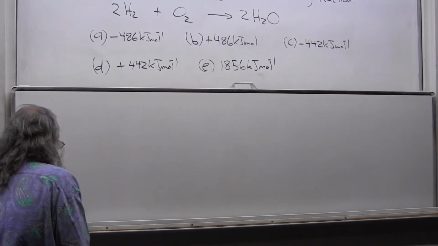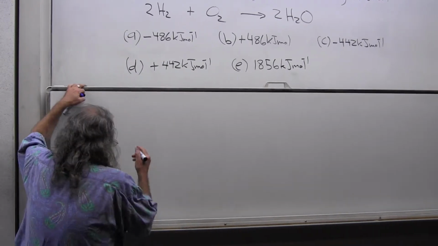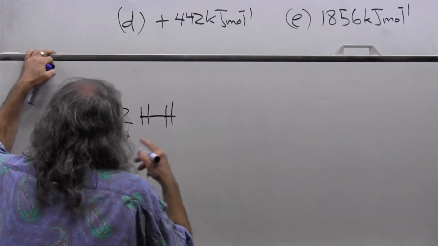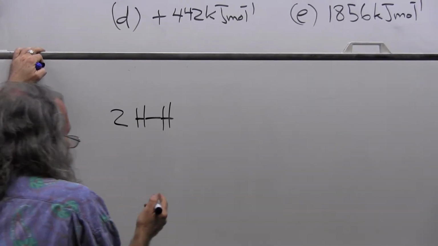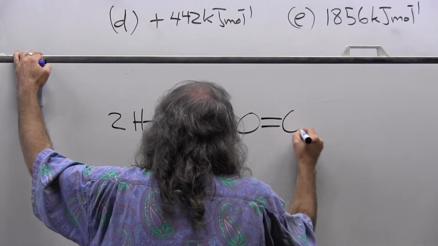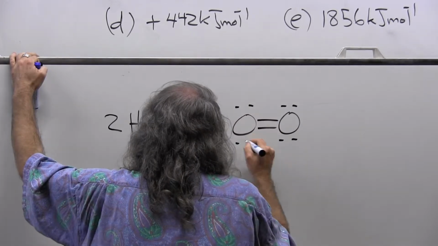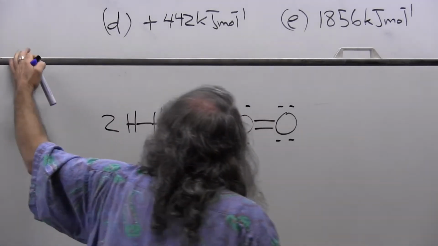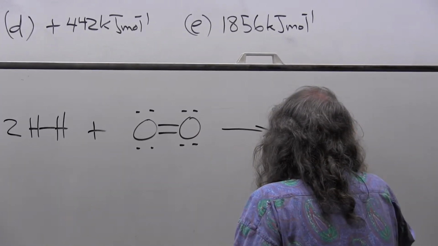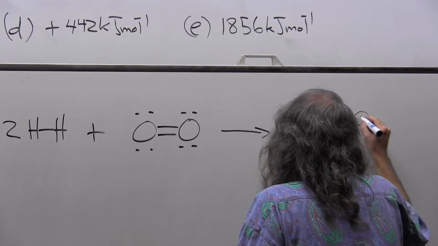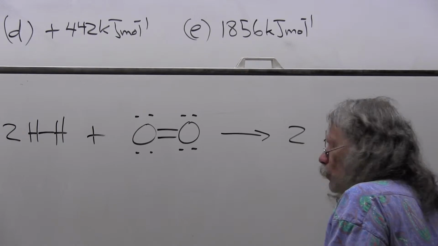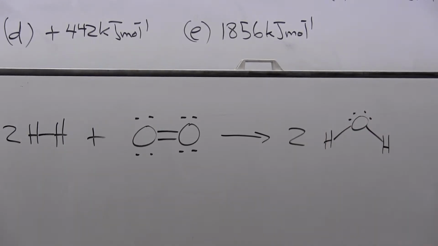We're going to write the reaction out using Lewis dot structures, and so I have 2 hydrogen, or hydrogen-hydrogen single bond, plus oxygen, which is double bonded to another oxygen, dioxygen molecule, is going to give me 2 water molecules, with a hydrogen bonded singly to an oxygen, which is bonded to an equivalent hydrogen, so I have 2 H2Os.